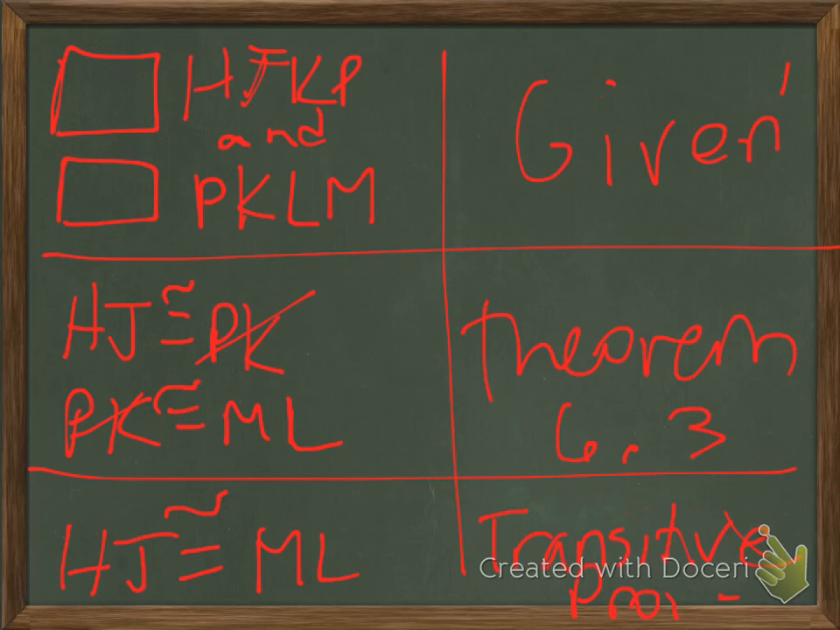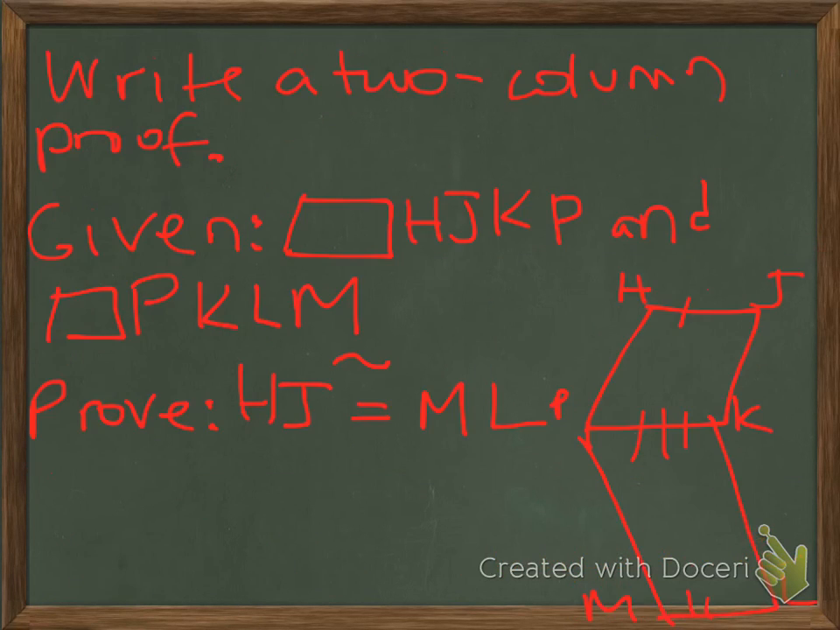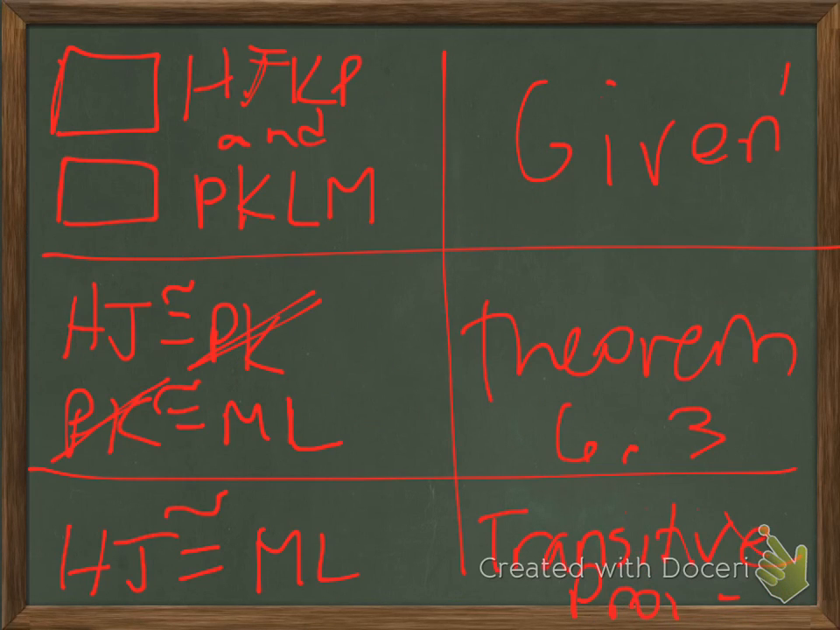Oops, I'm not sure where this cut me off, but if you can see here, this is only a 3-step proof. You have the givens, which is telling you that it's parallelograms. Then you have the property of theorem 6.3, which says the 2 opposite sides are congruent to each other. And then you have where you can take out the middle since both are congruent to PK, and that's called the transitive property, which gives us what we're trying to prove. HJ is congruent to ML.